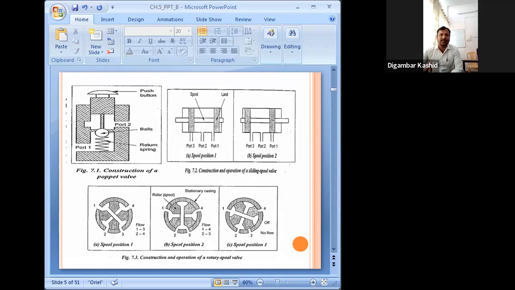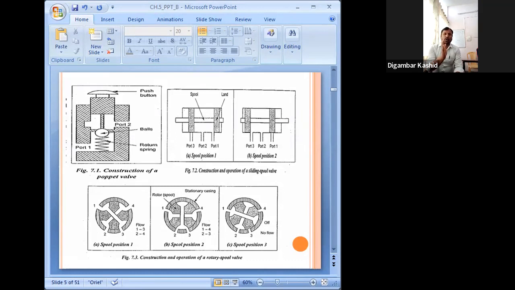Then this is a sliding spool. You can see the sliding spool. This rod is called the spool, and this is a land, like our piston rod and piston. So this is position number 1. You can see fluid will come inside the cylinder or the actual valve from port 2, and in position number 1, fluid will go out from port 1.